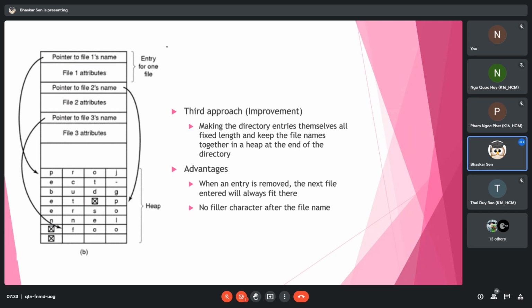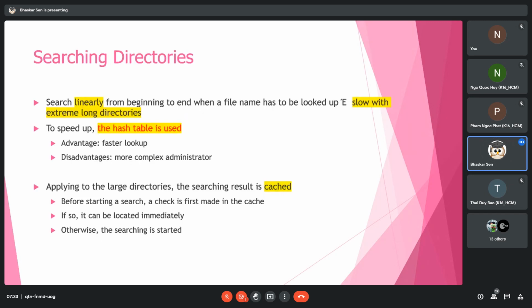Moving on from there, if you go to the next one, searching directories. How do you efficiently search the directories? Searching directories can be done by using the hash table or the cache. These are the two techniques that we have, the hash table and the cache. So what is the hash table?